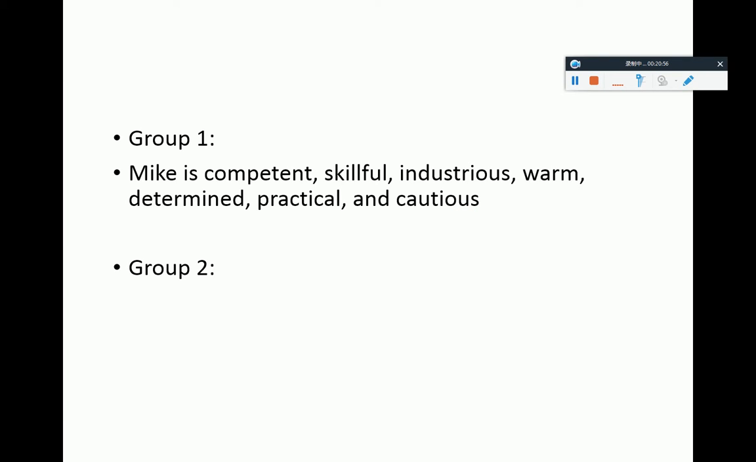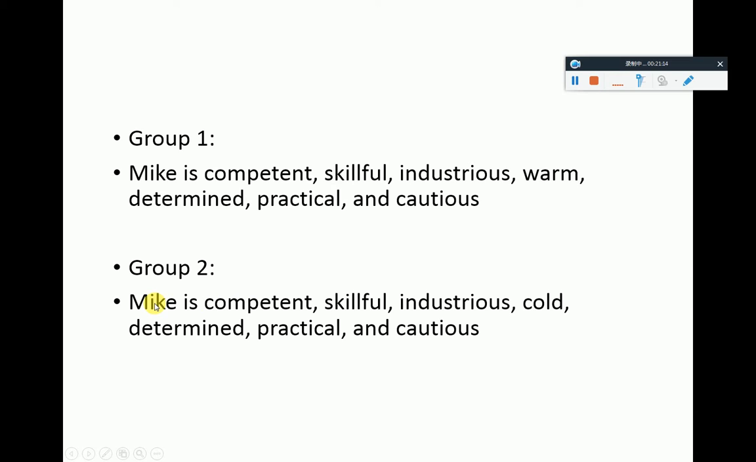But then we have a second group of people that we brought to the lab. Of course, this group of people would not talk to the first group, and they will not read what the first group read. Instead, they will read the following. They were also told that you're going to meet Mike very soon, and here's how people who know Mike describe Mike. So for group 2, they will read: Mike is competent, skillful, industrious, cold, determined, practical, and cautious.